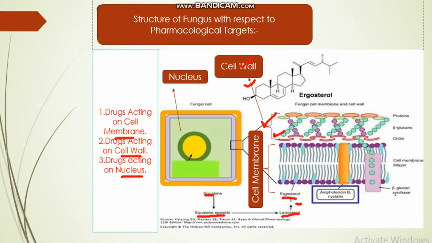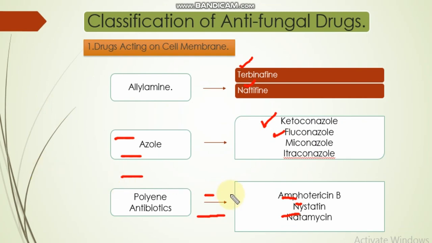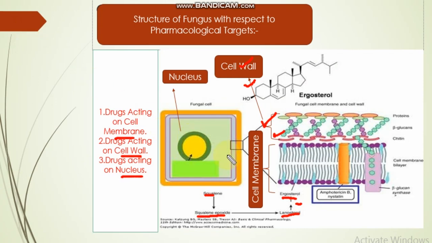The third class is the polyene antibiotics like amphotericin B, nystatin, and natamycin. Amphotericin B binds to the ergosterol, which is present in the cell membrane of the fungus, and this amphotericin B forms pores or holes in the cell membrane of the fungus. If you consider this is the cell membrane of the fungus.